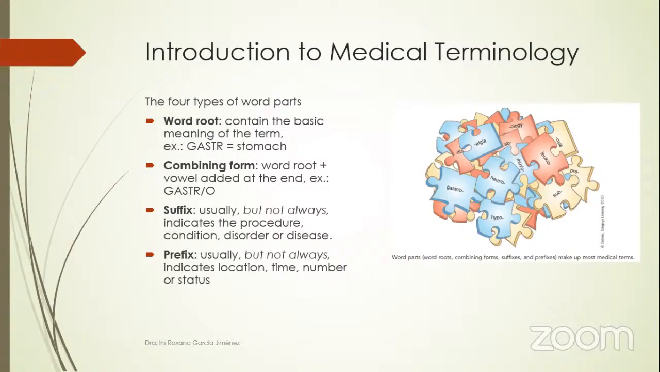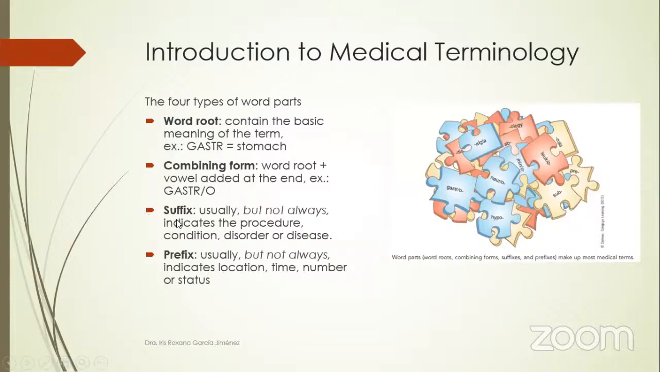The word root contains the basic meaning of the term. For example, gaster. Gaster comes from Latin, but we know that the meaning is stomach, of course. When we want to make this word root into a medical term, we add a vowel. That is the combining form. Usually the vowel is added at the end. For example, an O: gastro. And we know that this word refers to the stomach.